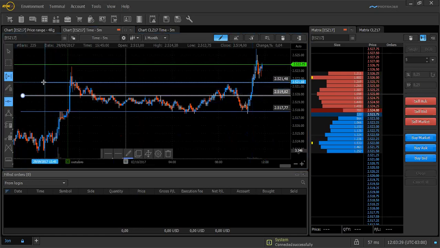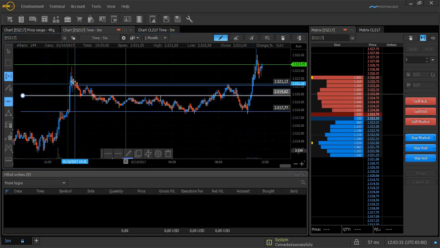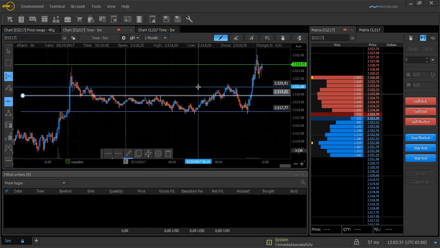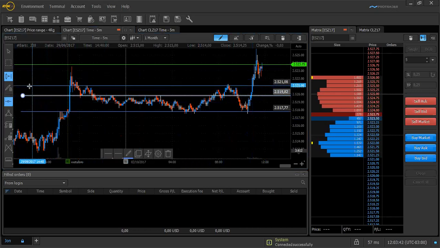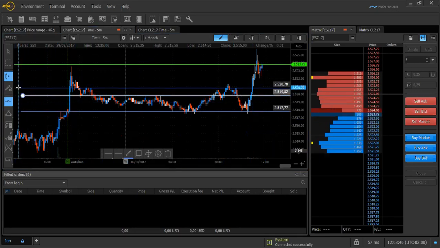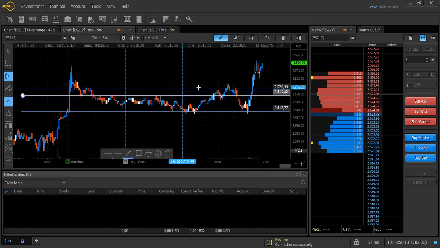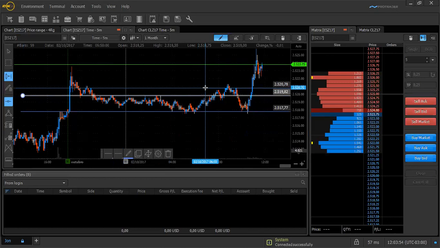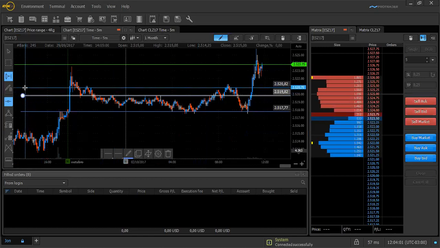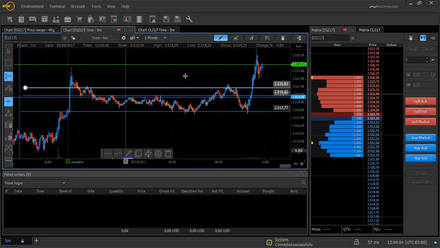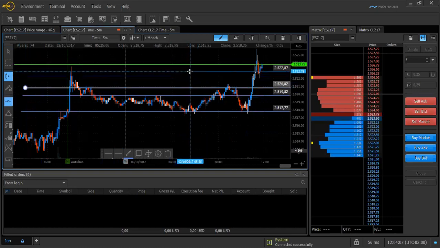I believe here it's somewhere around this point here. We have a resistance which also acted as a resistance here. So let's go with 520.75, 520.75, that's it. 520.75, here we go.